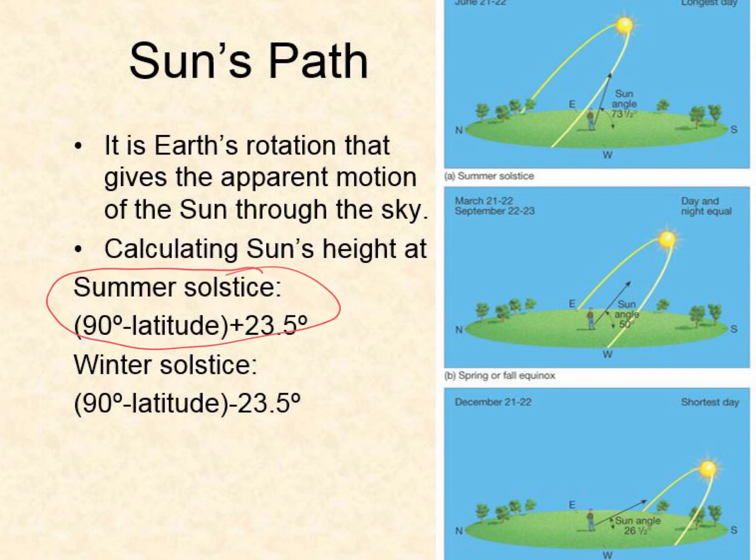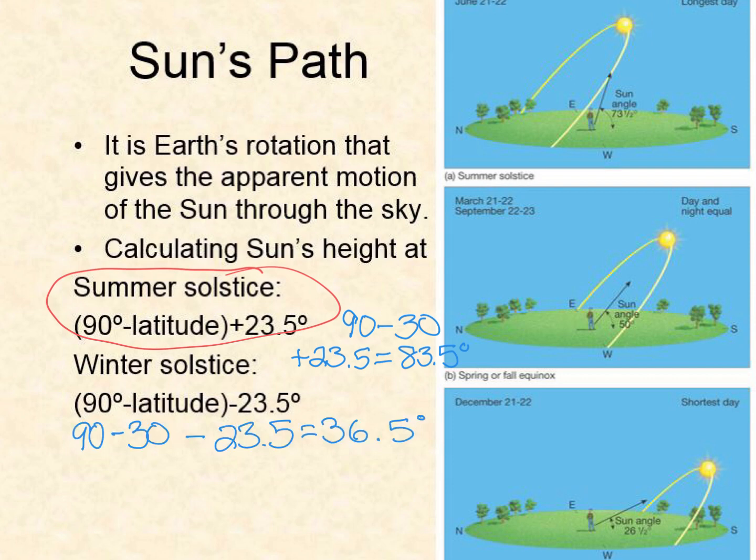Take the number 90, subtract your latitude, and add 23.5 degrees for summer. For us in Pensacola, 90 minus 30 is 60, then plus 23.5 would be 83.5 degrees in the summer. So the sun is not 90 degrees up directly overhead, but it's pretty close.